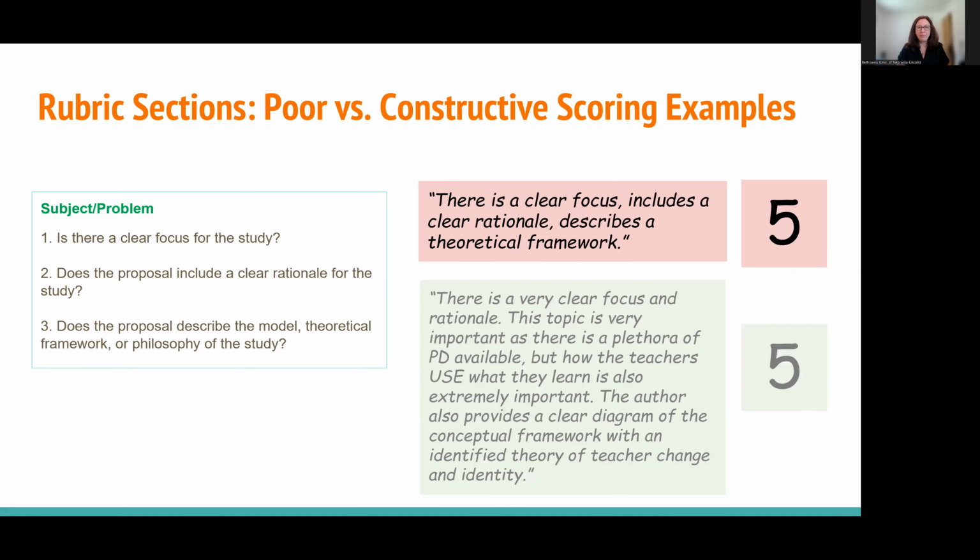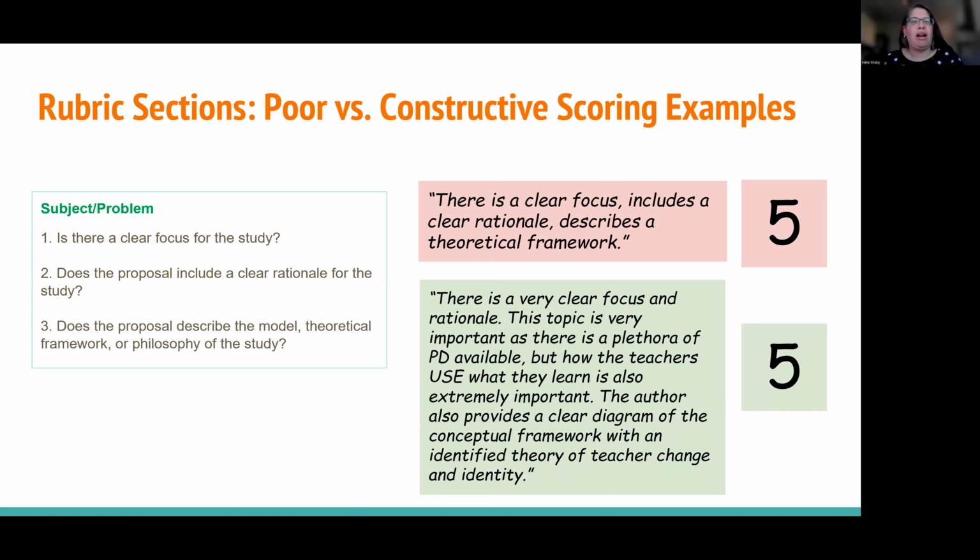The other thing is, as we said before, the submitters will get those reviews and they can adjust their presentations accordingly. So for us, getting something like "there's a clear focus, includes a clear rationale, describes the theoretical framework" doesn't really mean much. This is basically copy-pasting those three questions and just indicating that they appear there and you think that they're okay. I mean, that person scored a 5, which is the highest point, but for us as coordinators, it doesn't give much information to go on.